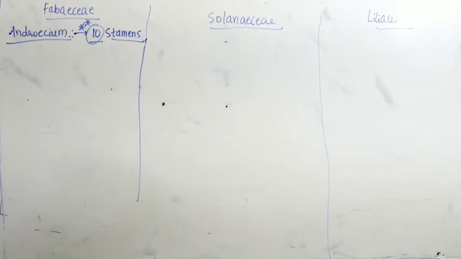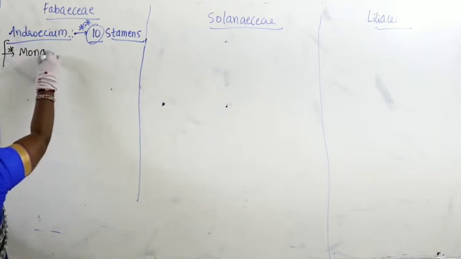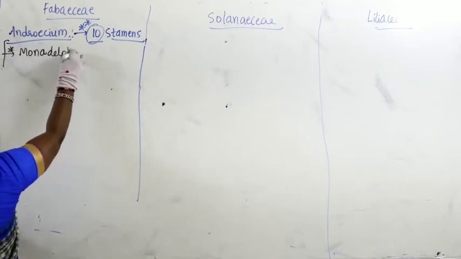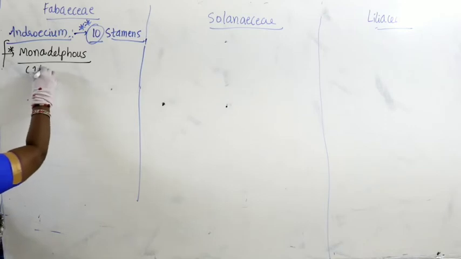Then how are the stamens arranged? The stamens may be arranged monodelphous. Monodelphous means all 10 stamens join together and form only one bundle.